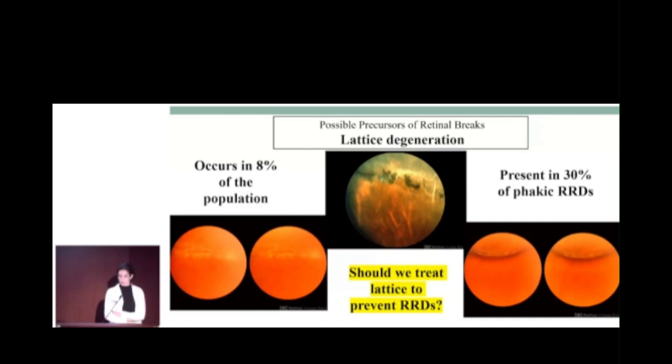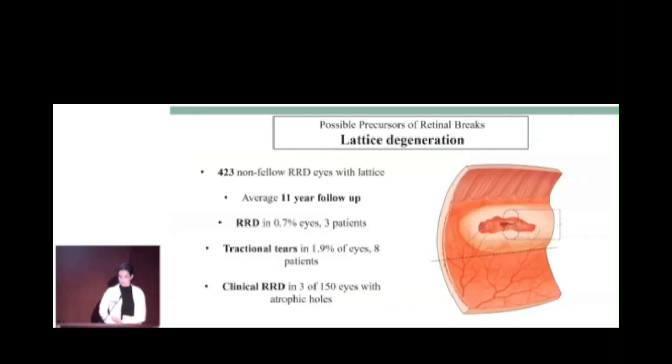And so if you look at lattice degeneration, it's present in 8 to 12% of the population. In RRDs, it's involved in about 30% of cases, though. And so the question becomes, do we treat all of it to prevent detachment? And you can probably guess, in one study by Dr. Beyer observing non-fellow eyes with lattice, so this is non-fellow, there was no prophylactic treatment to the lattice degeneration. Tractional tears occurred in 2% of the eyes, and then the RD happened in 3 of the 150 patients that had atrophic holes. So we conclude from this that we don't prophylactically treat lattice degeneration.